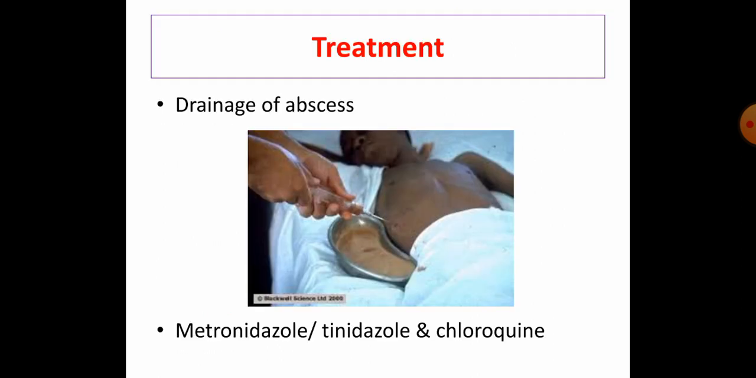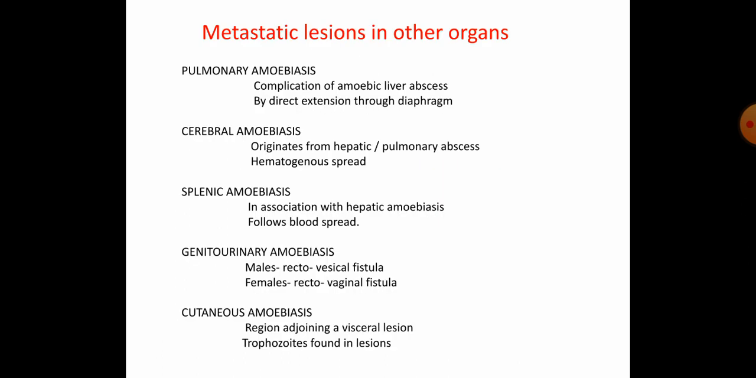Treatment: with any abscess, only once it is drained out is there relief to the patient. So obviously drainage of the abscess is one of the treatment modalities for amoebic liver abscess. Along with that, symptomatic treatment should be given. If there is fever, that needs to be taken care of, and in order to avoid further multiplication of the trophozoites, we give the patient metronidazole, or a combination of tinidazole and chloroquine can also be given. That was about the amoebic liver abscess.